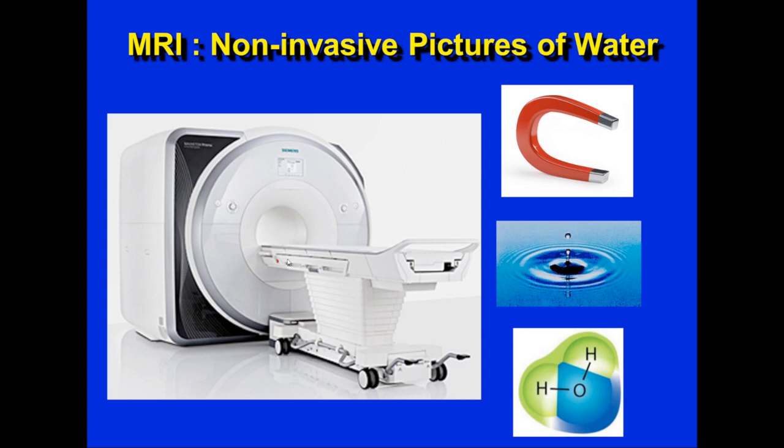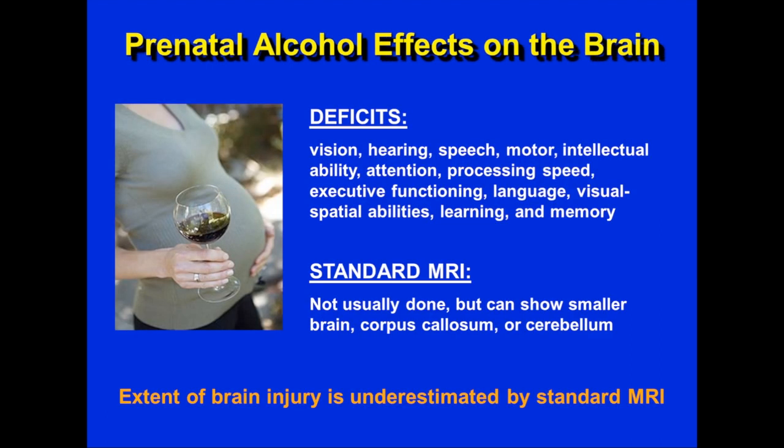We take pictures of water, and water behaves differently in diseased parts of the brain versus healthy parts of the brain. That's what we're going to use to make measurements to tell whether the brain is different in one individual than another. Now, we're interested in the prenatal alcohol effects on the brain, and we know that there are a lot of deficits involved with these children, but not all children with prenatal alcohol exposure have all of these deficits as well.